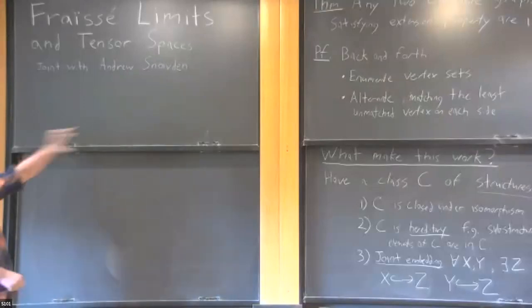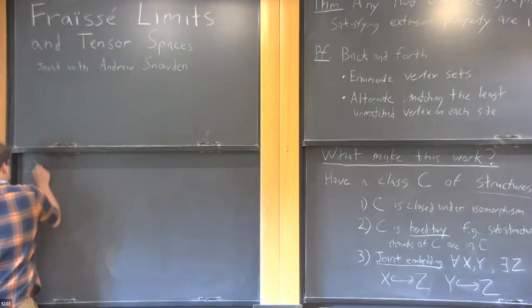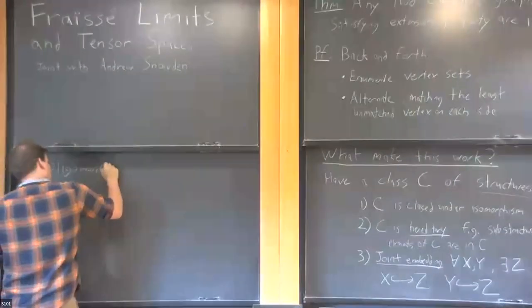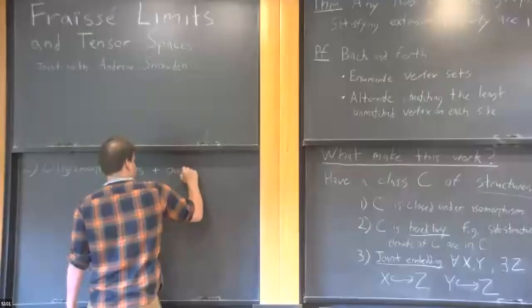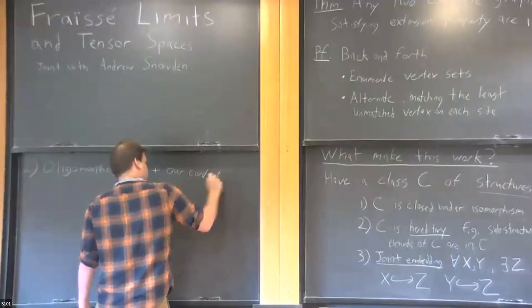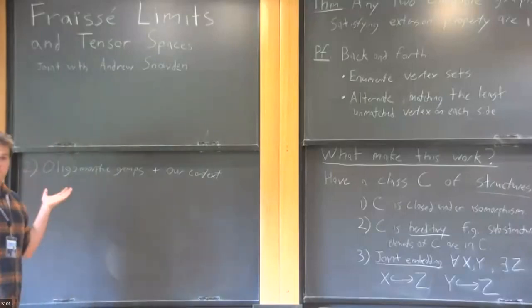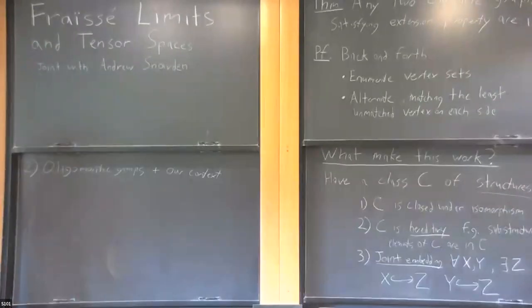All right, so that was the classical story. I do want to talk a little bit about oligomorphic groups, and our context. An oligomorphic group, I'll just say, the automorphism groups of these Fraisse limits are examples of oligomorphic groups. So that will be what that class of groups means.